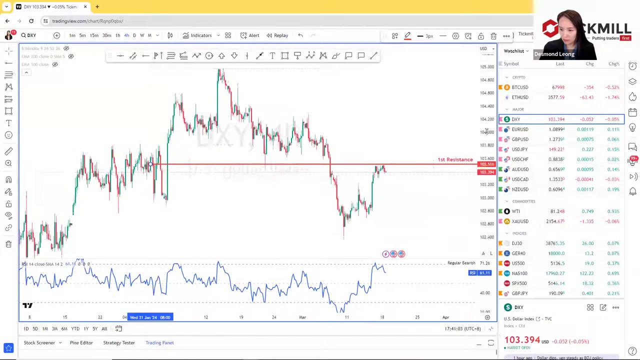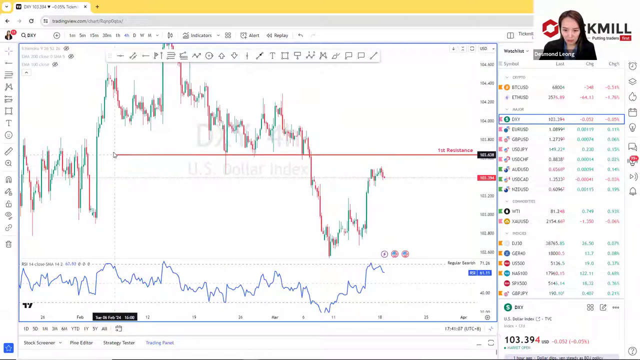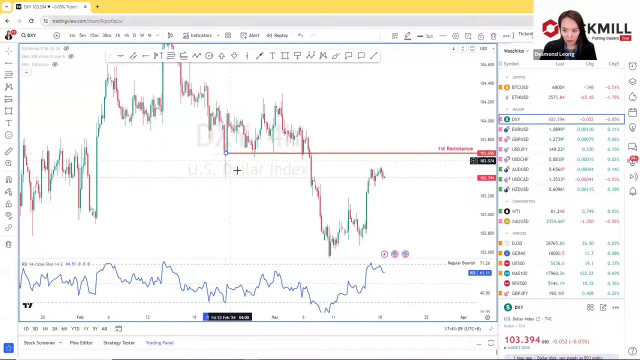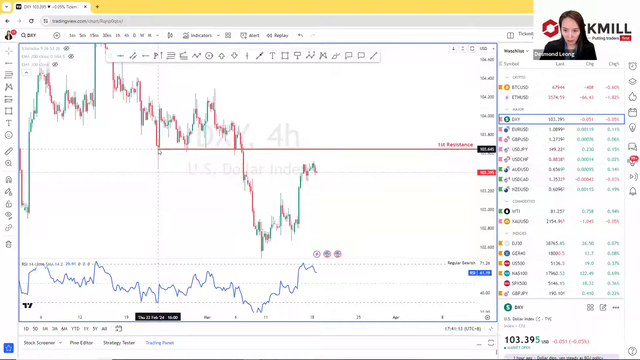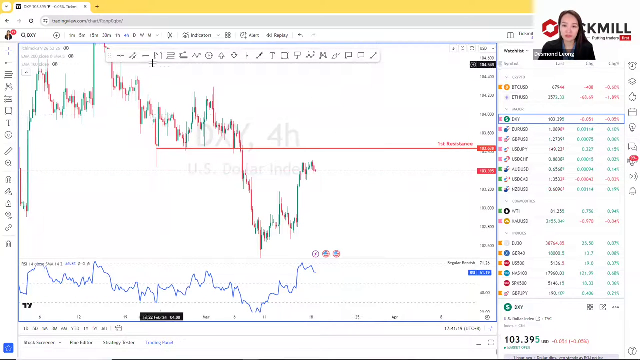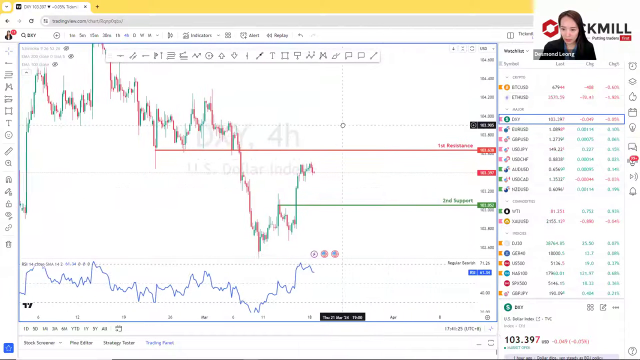Okay, this is how the H4 looks like. In H4 I might have to adjust somewhere around here, and then you miss this entry, but it's okay. I always draw my key support and resistance based on H4. I identify this as my first resistance, and this is my second support for the DXY.